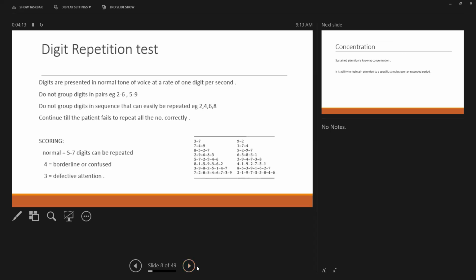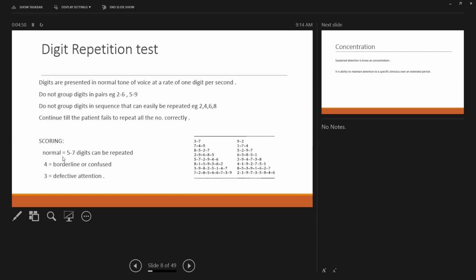The test used to check attention is the digit repetition test. In the digit repetition test, we will present digits and ask the patient to repeat the digits as we present them. Digits are presented in a normal tone of voice at the rate of 1 digit per second. Do not group the digits in pairs like 2, 6, or 5, 9. Do not group digits in sequences that can be easily repeated like 2, 4, 6, 8. Continue till the patient fails to repeat all the numbers correctly. So we'll give them a sequence of numbers, and we will ask them to repeat the same.